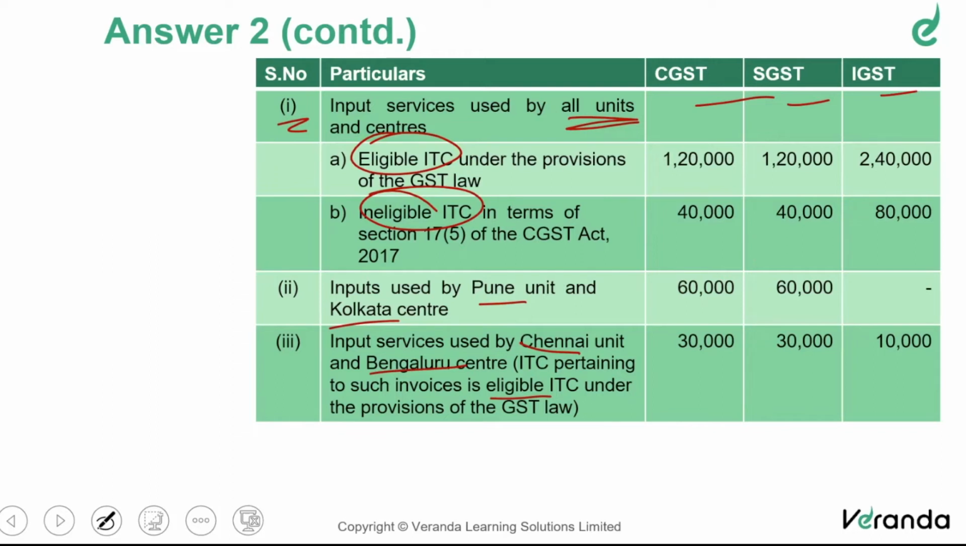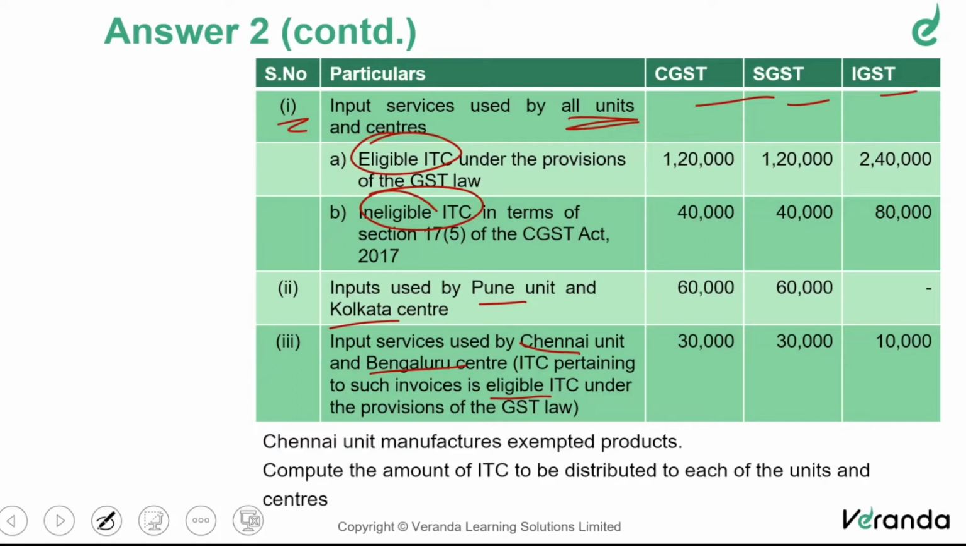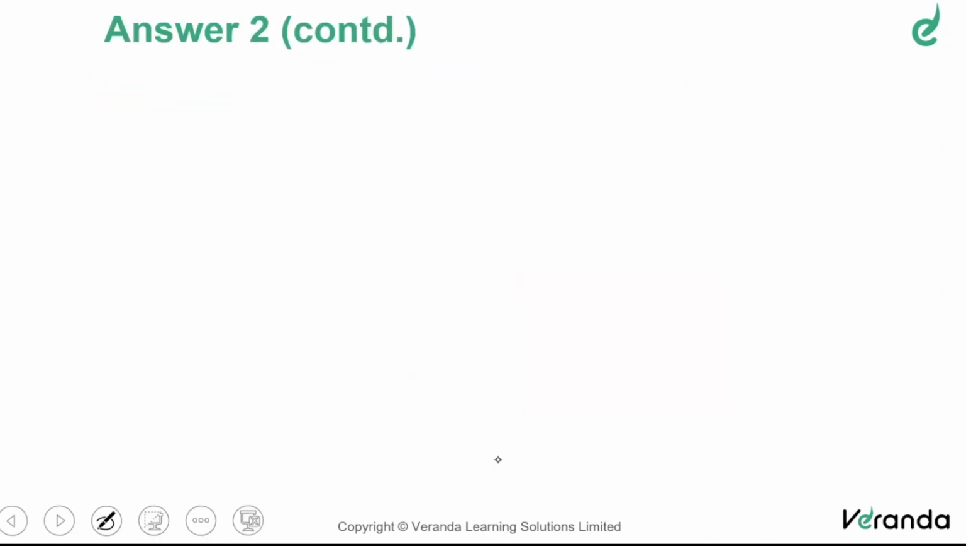Because the nature of distribution depends on whether the recipient is located in the same state or a different state, hence the nature of ITC is also given. So Chennai unit is also given as manufacturing exempt products. That is, Chennai is completely involved in manufacturing exempt products only. It doesn't make a difference. Let me not analyze yet. Let me read the question and then we'll analyze. Compute the amount of ITC to be distributed to the units and the centers.